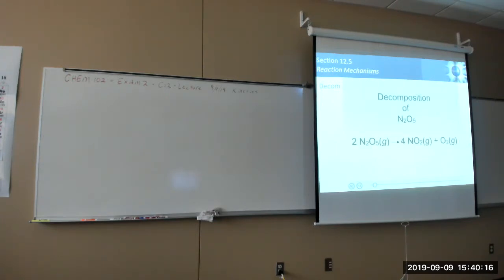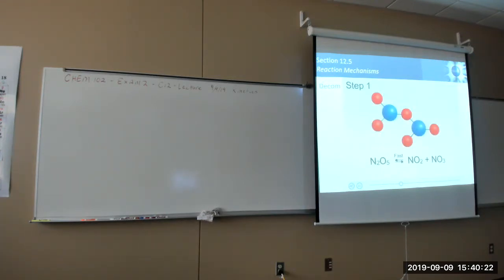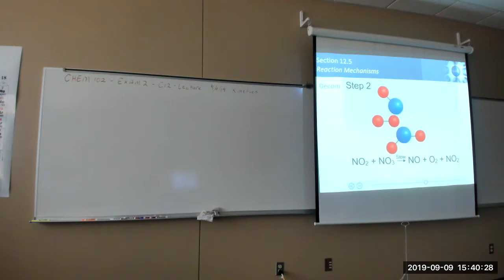The decomposition of dinitrogen pentoxide is believed to follow a three-step mechanism. Step one is a fast equilibrium. Step two is the slow rate-limiting step. Step three is another fast step.